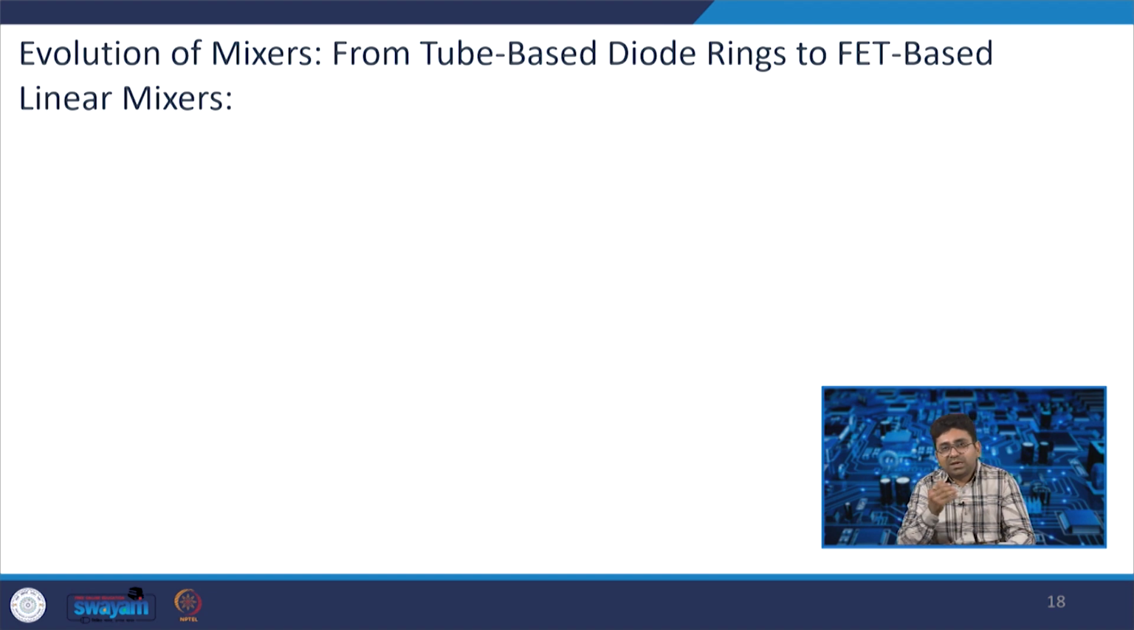Before going to the individual topology, we will see how the evolution of the mixer happens, from the tube based diode ring to the FET based linear mixer. Initially, diode based mixers were widely used. It is not obsolete, because now we are going into 6th generation technology. We are going to use sub terahertz, and in sub terahertz if we have a Schottky diode which has a higher fT, then we can use those diodes to make a mixer, and that can down convert very high frequency to lower frequency, and it can also be integrated in the waveguides. So, whatever mixer design we will discuss, all the designs have their own application.